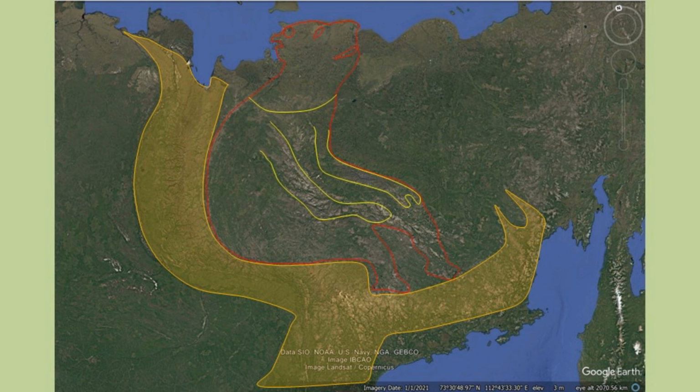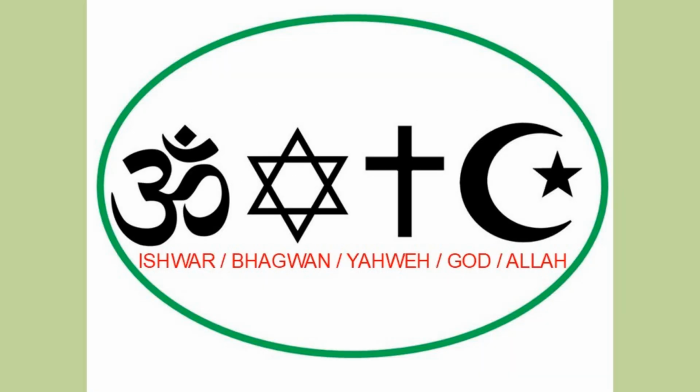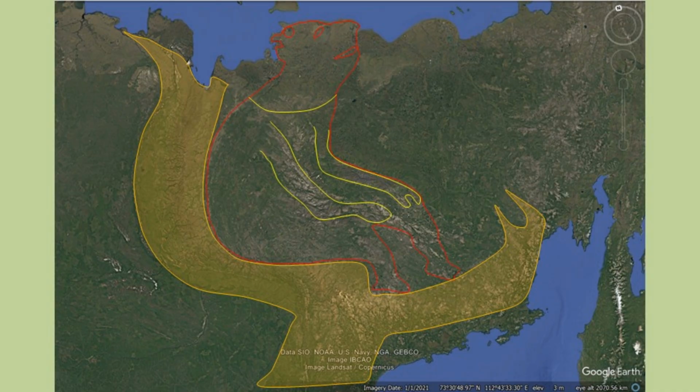This is the reason why it is said in Quran chapter number 10, verse number 3 that He is the one who created sky and earth in 6 days and then sat on His throne. He is your God. Only after His permission one can talk in front of Him. All this information confirms that Ishwar, Bhagwan, Yahweh, God and Allah are all different names of the lone creator of the universe whose real name is Allah.